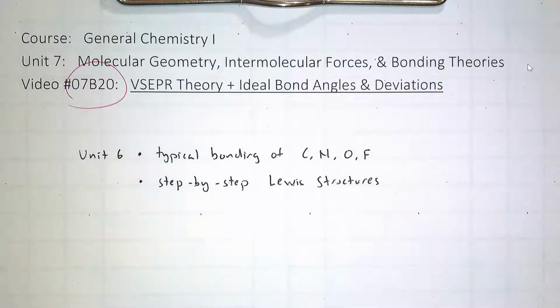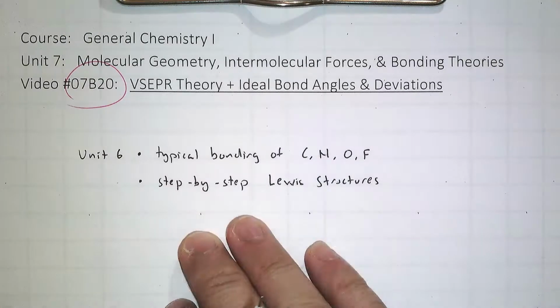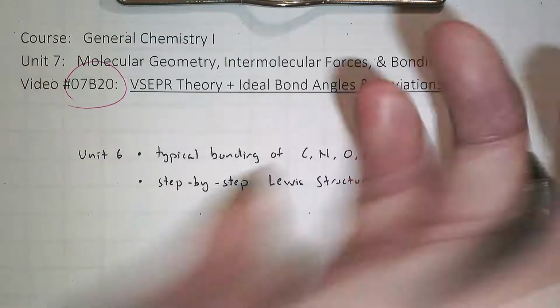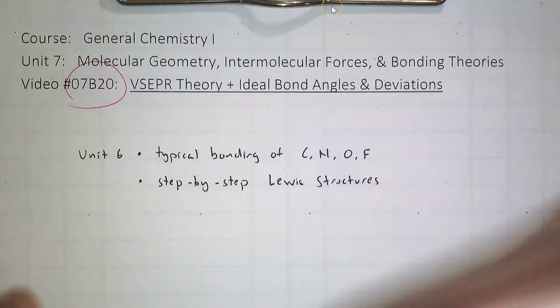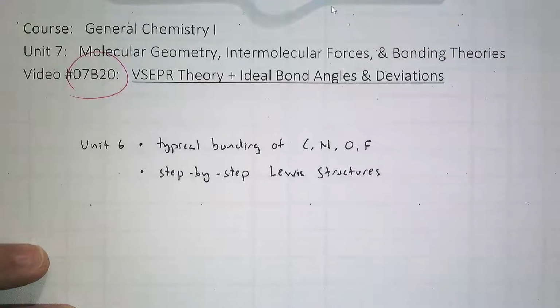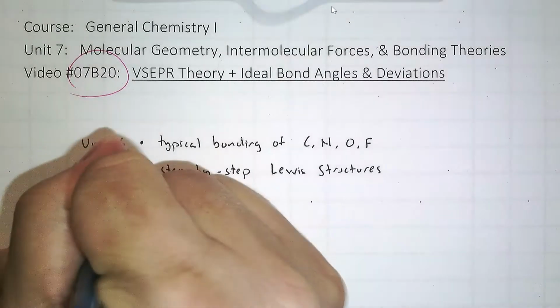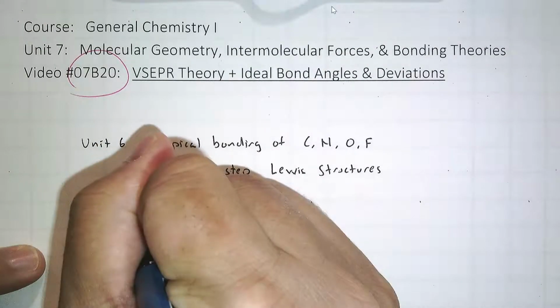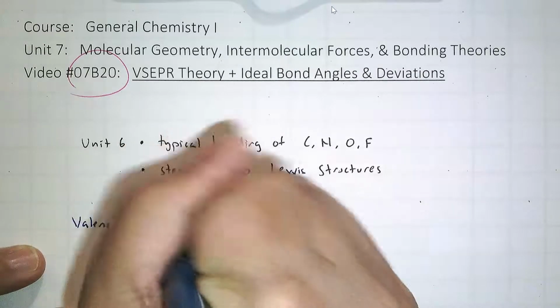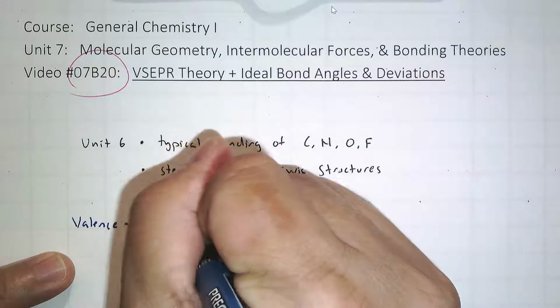In Unit 6, we didn't really discuss the shape of the molecule. We drew the bonds on a flat piece of paper, sort of spaced out evenly, but we never attributed a three-dimensional shape. Here we're going to use what's called VSEPR theory, which is valence shell electron pair repulsion.